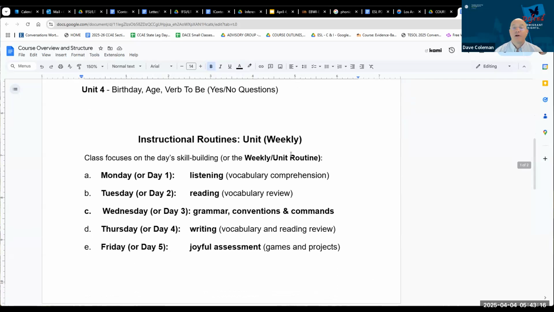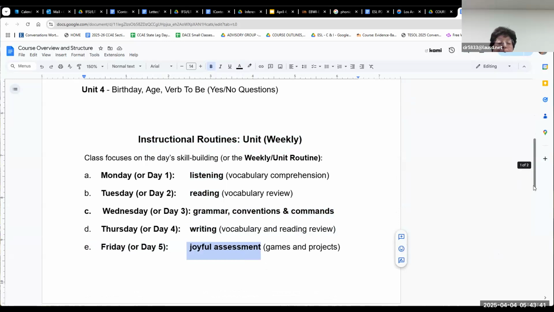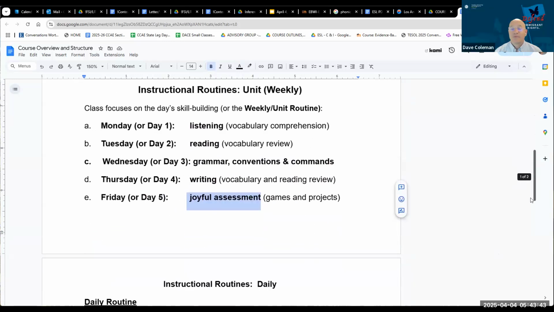The next one is the instructional routines. You're going to see this in just a moment when I show you the curriculum. So Monday or day 1 is listening with vocabulary and comprehension. Day 2 is reading with vocabulary review. Wednesday is going to be going into grammar. Thursday is writing, and Friday, I love what they call it, joyful assessment. Games and projects. You know, it doesn't have to be always a spelling test every day.